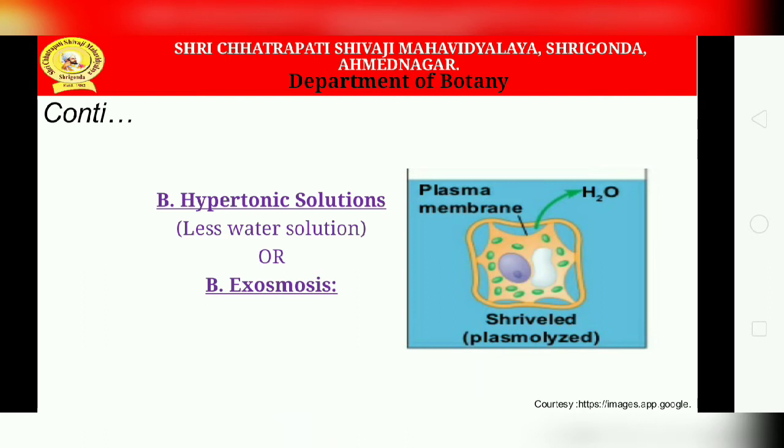So in this condition, if the cell is placed in a hypertonic solution, the water from the cell sap will come out. As a result, the cells may become dehydrated, shrink, or contract. This condition is known as exosmosis.